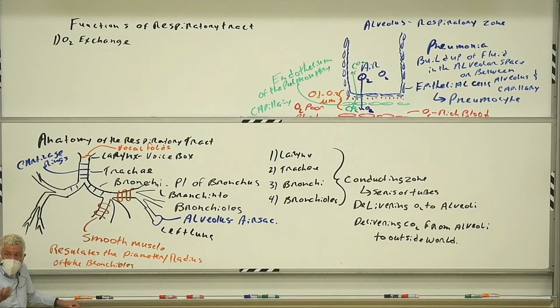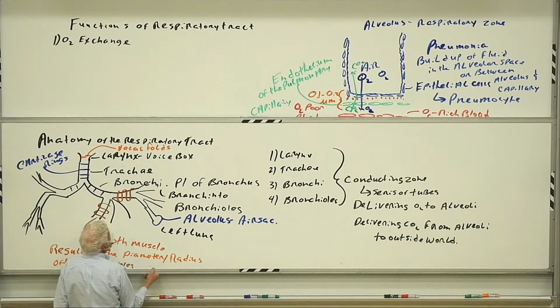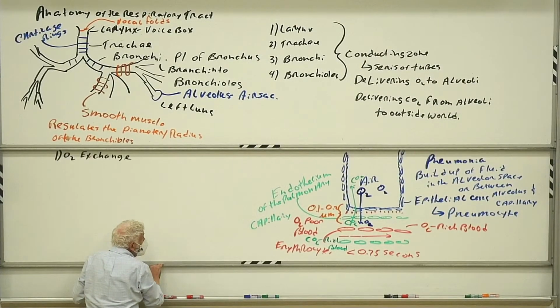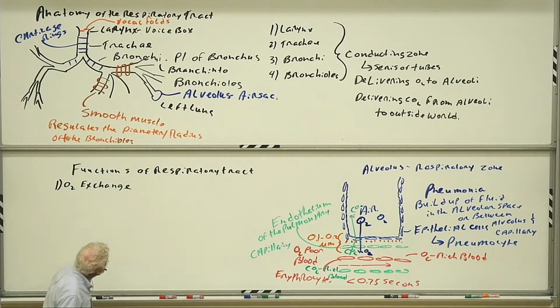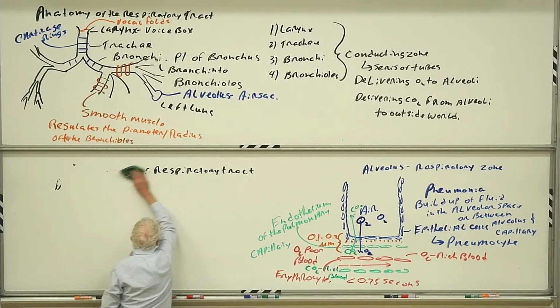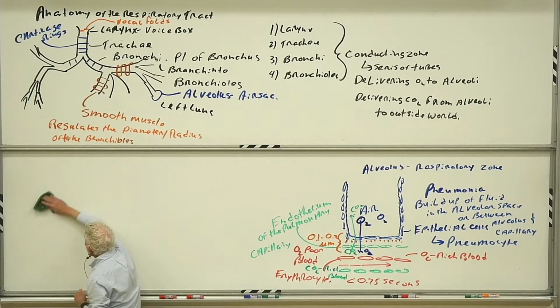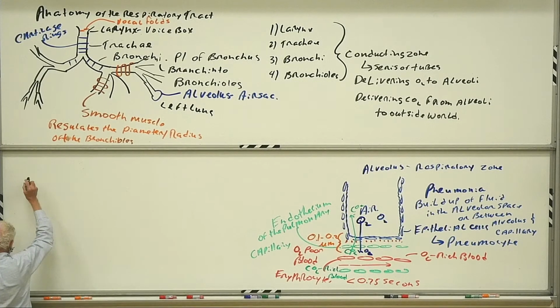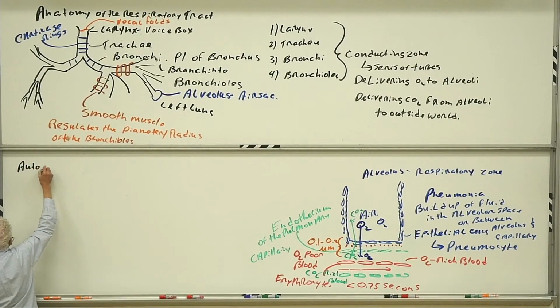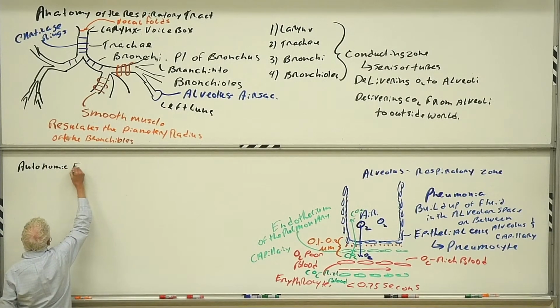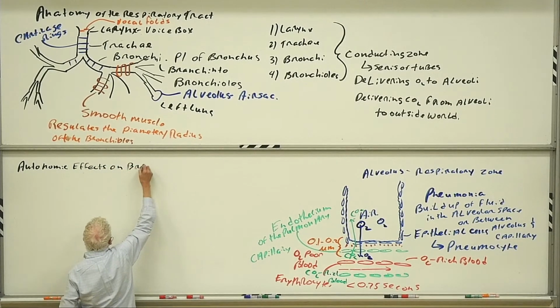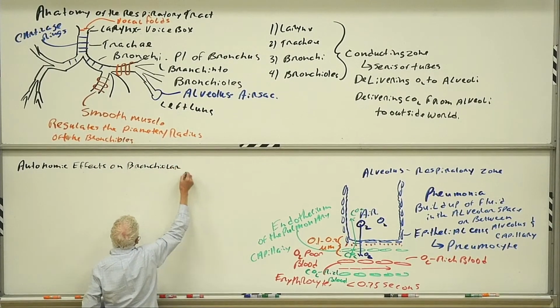And of course, whenever you hear the term smooth muscle, you should immediately be thinking autonomic nervous system. So let's spend a little bit of time thinking about autonomic effects on the bronchioles. So we'll take this portion and we'll label this as autonomic effects on bronchiolar smooth muscle.